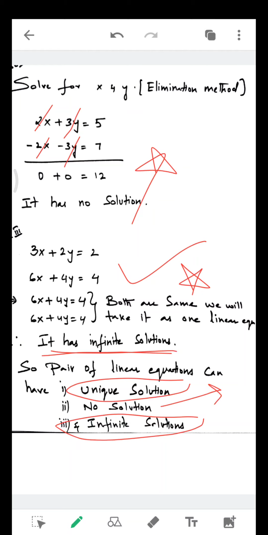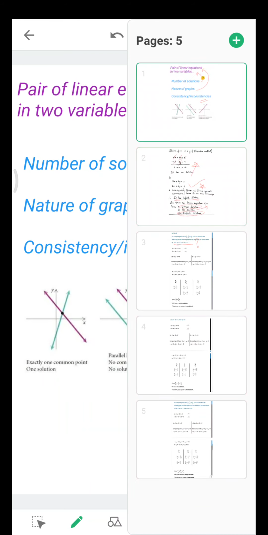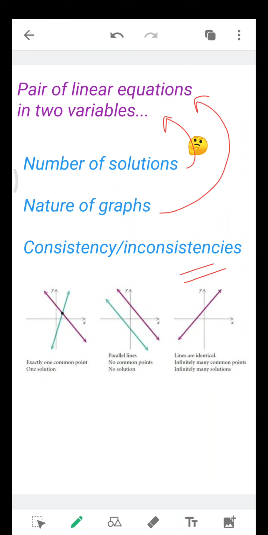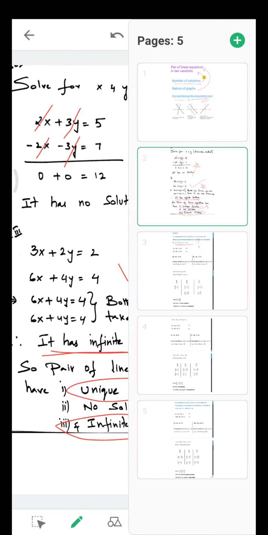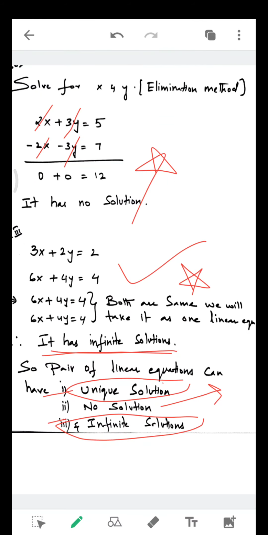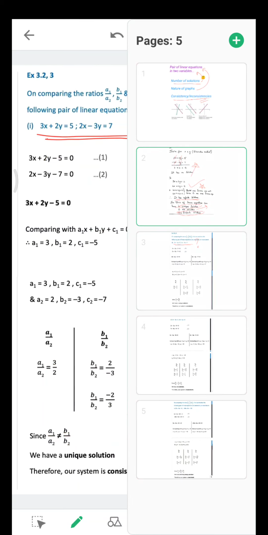Got everyone? So we have seen the number of solutions, how many solutions a pair of linear equations can have. It can have a unique solution, or no solution, or infinite solutions. Consistency is the first and the third; these two are consistent. The second, that is no solution, is inconsistent because it cannot be solved.